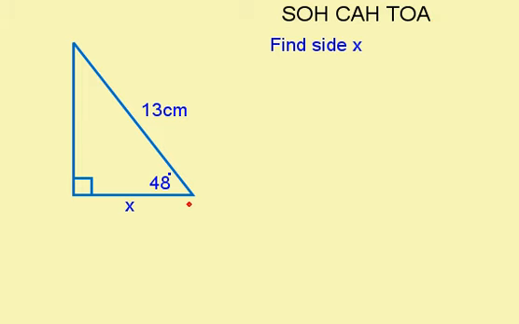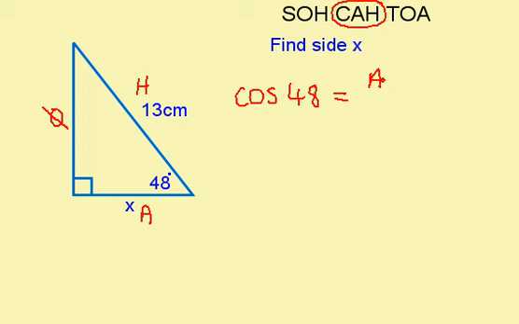Begin the question by labelling the three sides. H for hypotenuse, O for the side opposite the angle given, and A for the side adjacent to the angle given. We don't need O. Because we're left with A and H, this tells us that we're using cos. So, cos 48 equals A divided by H. Cos 48 equals X divided by 13.